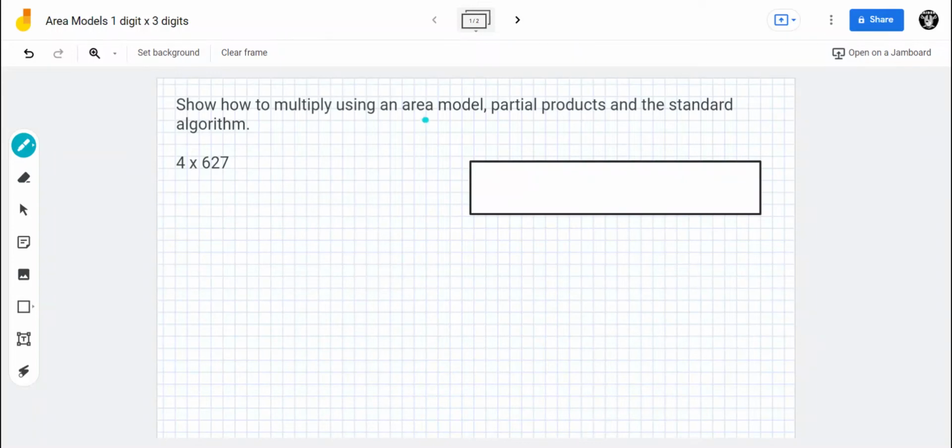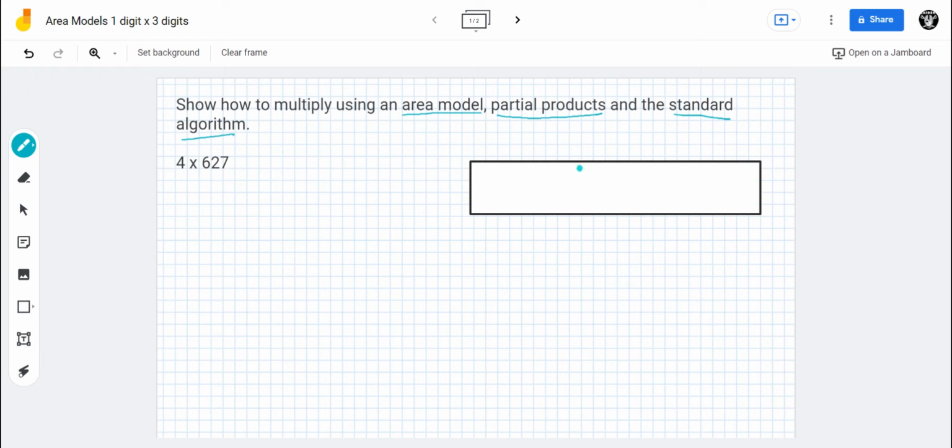All right, students, this video is here to teach you about how to use an area model when you multiply. And then as a secondary topic, we're also going to see how that relates to the partial products method of multiplication and how it relates to the standard algorithm when you multiply. So here we have our first multiplication problem, which is 4 times 627.